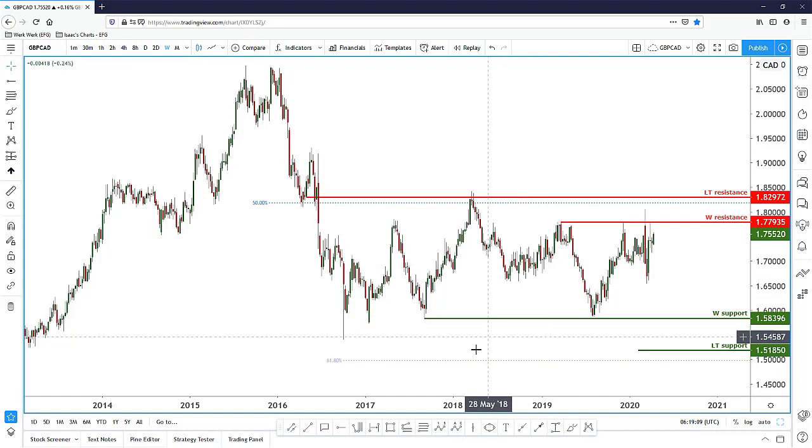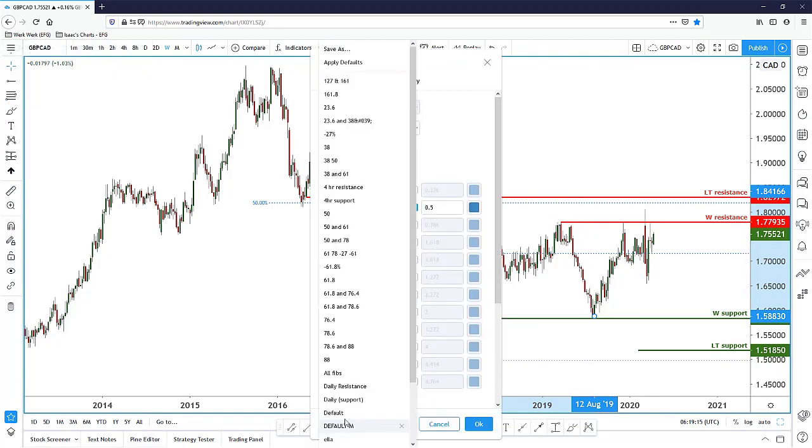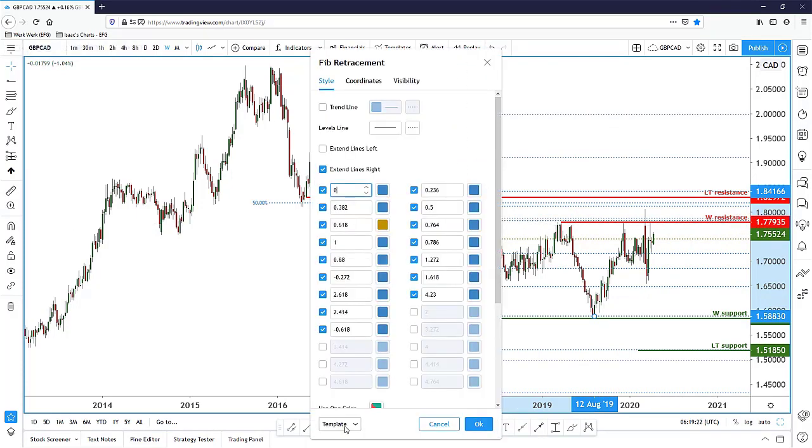With that, we want to confirm this with a Fibonacci ratio. We take a retracement from this swing high here to the swing low. We open up all Fibonacci ratios, and we see that this weekly resistance falls in line with the 76.40 retracement.